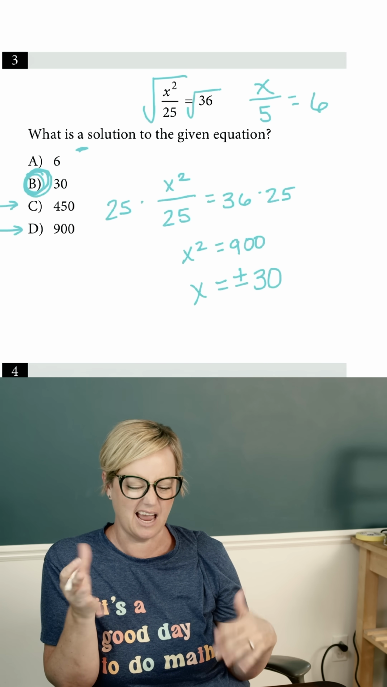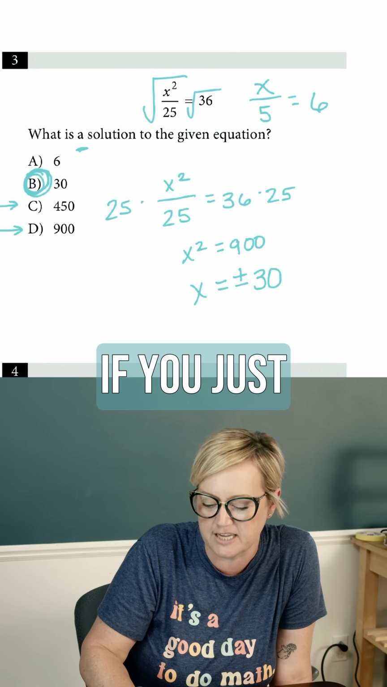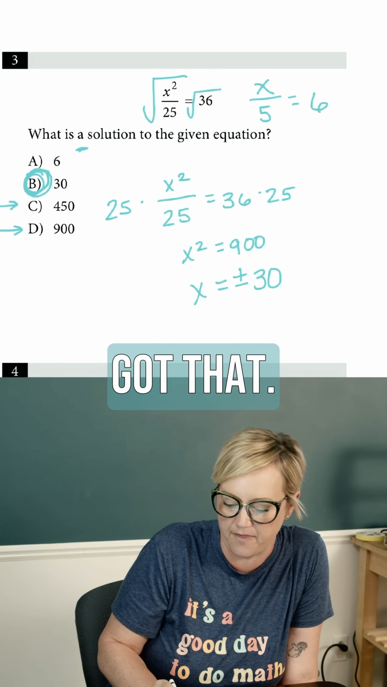The 6, I'm not really, oh, you know what? I bet where they got the 6 from is if you just kind of ignored the 25 and just did square root of 36. I bet that's where they got that. That's mathed up.